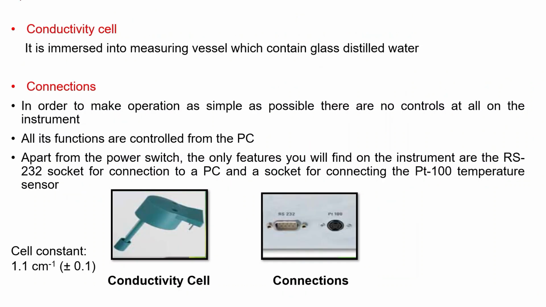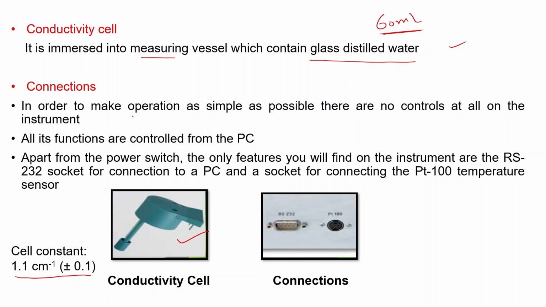Now coming to the conductivity cell. Here we can see the conductivity cell, which has a cell constant of 1.1 centimeter inverse plus minus 0.1. This conductivity cell is immersed into the measuring vessel, which contains distilled water. So it should contain deionized water, and as I told you, 60 ml of deionized water.